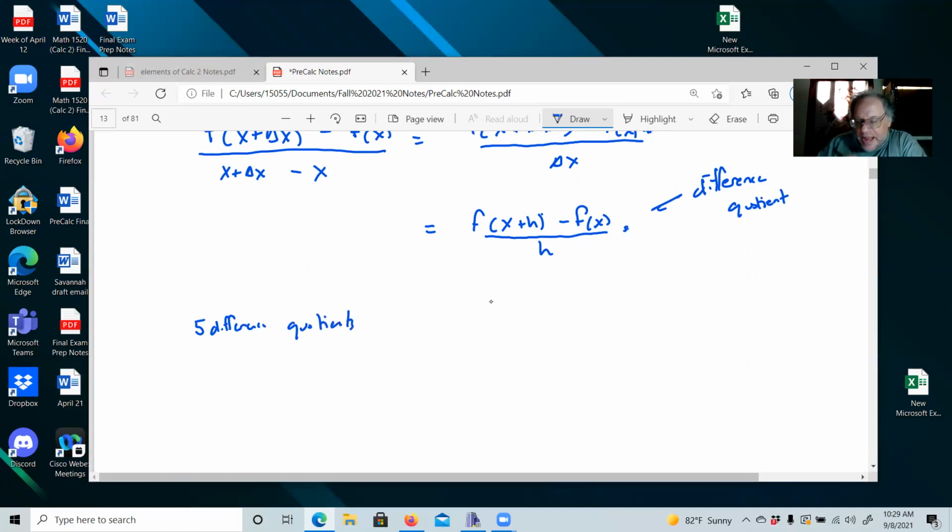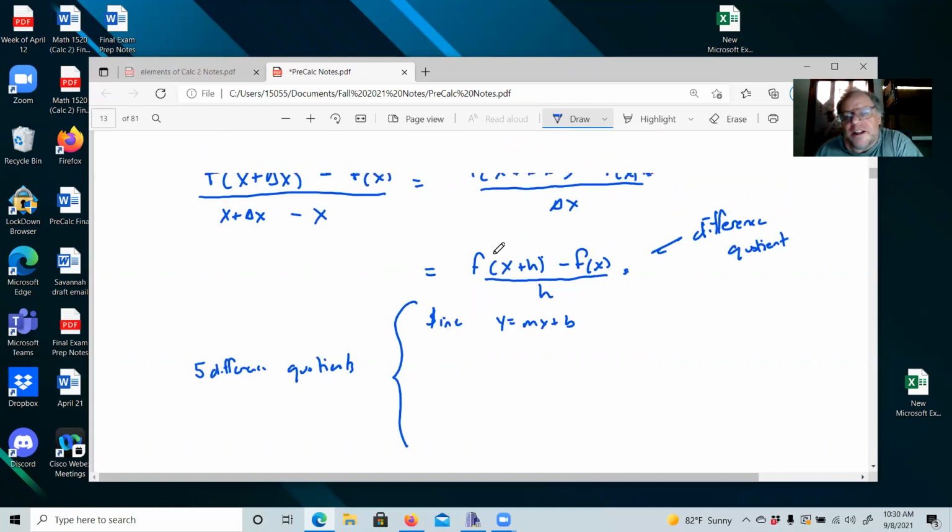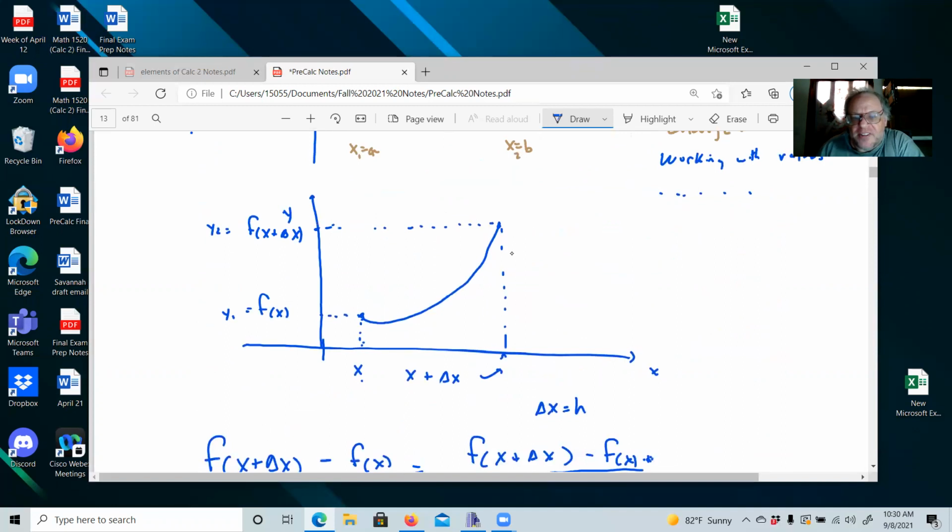Okay. And each of these can have one or two extra levels of difference. To explain what I mean by that, this is for a line. Where did this come from? This came from being able to say what's going on, right? We say what's this, the idea of this slope.